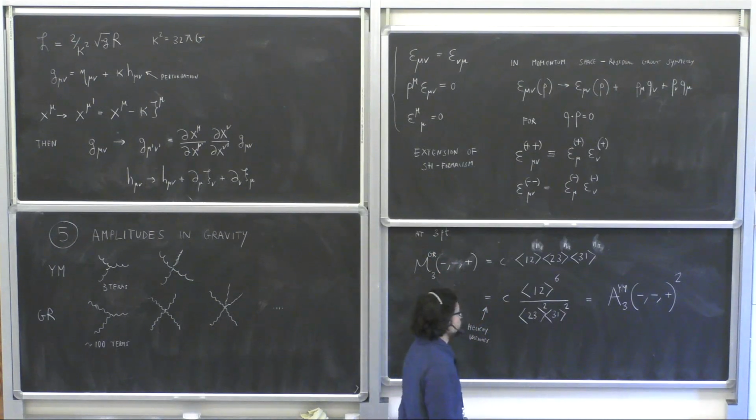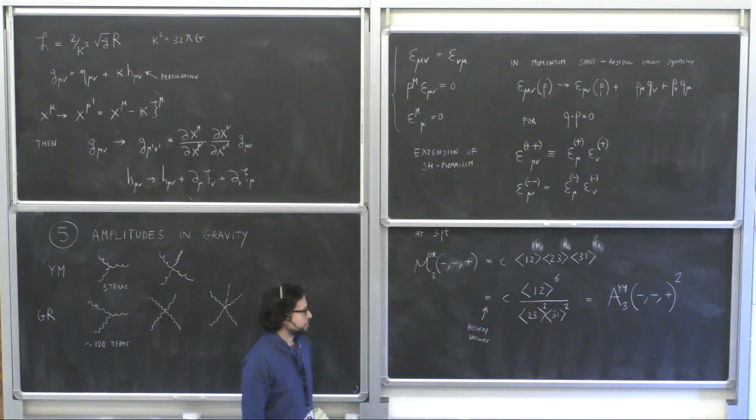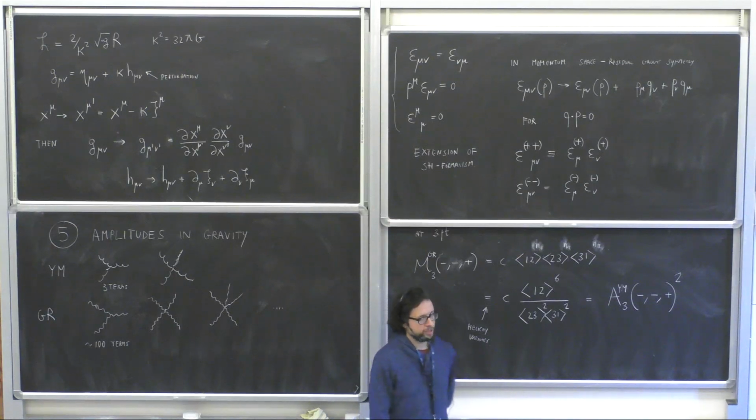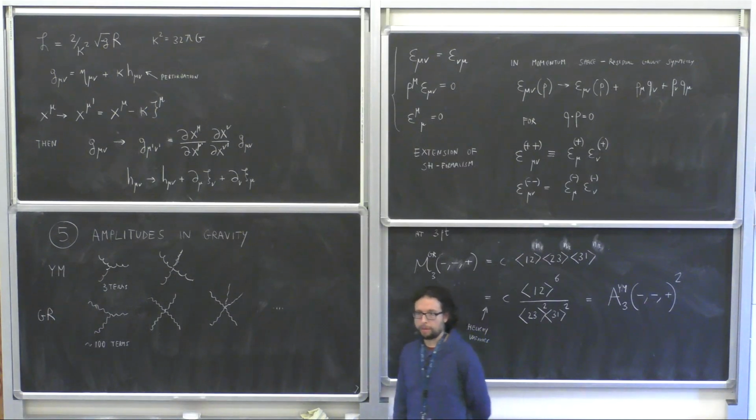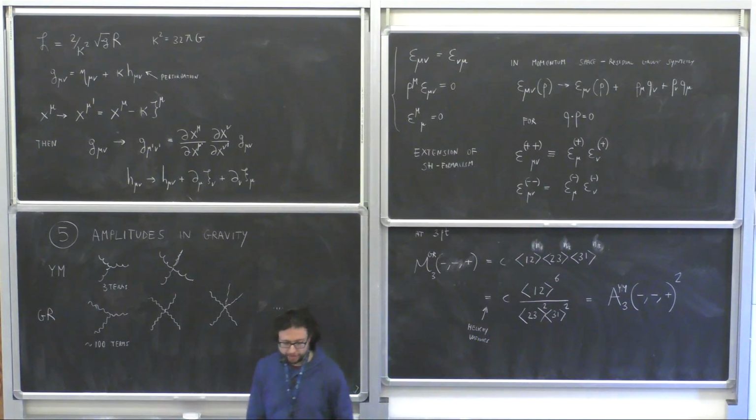So the question one can ask is whether this structure or this relation is something that can be generalized to higher points, or perhaps even higher loops or not. And this is, in a sense, the heart of the double copy constructions. Okay, questions so far about the general setup?